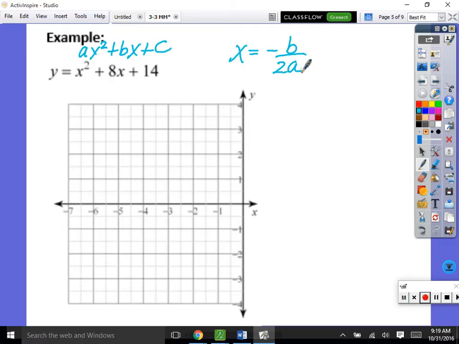So a is 1, because that's in front of x squared. B is positive 8, so write that out. Does everybody see why b is positive 8? And then c is positive 14.